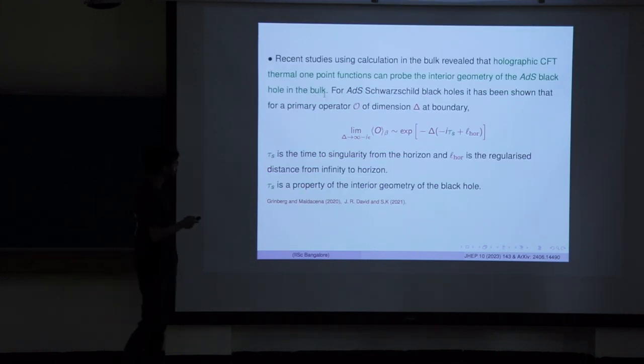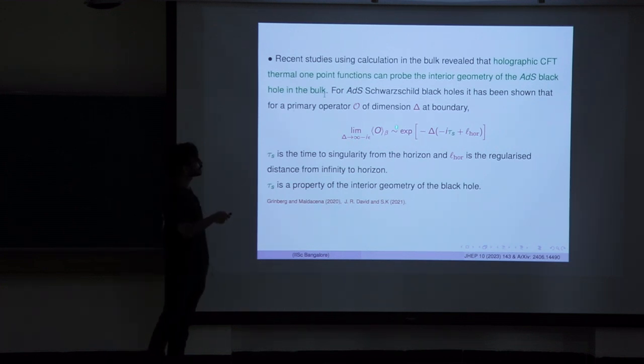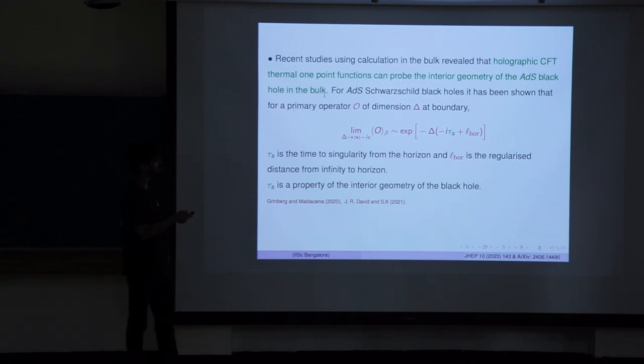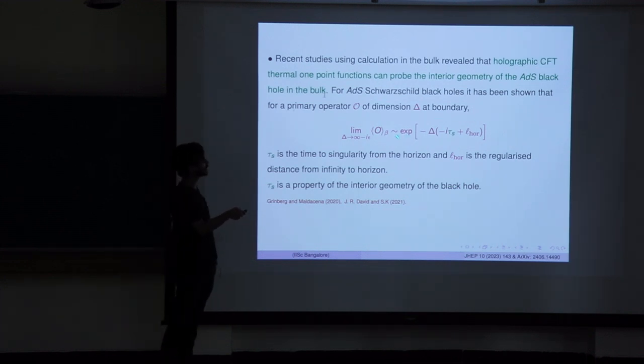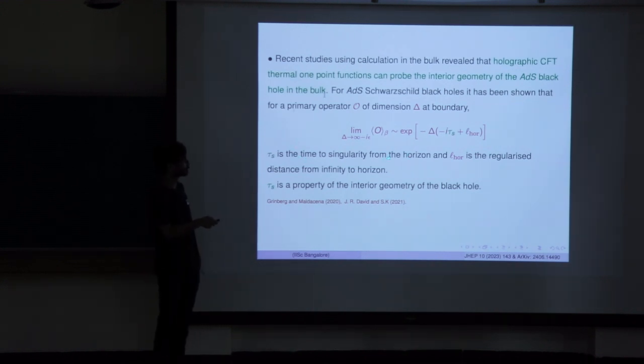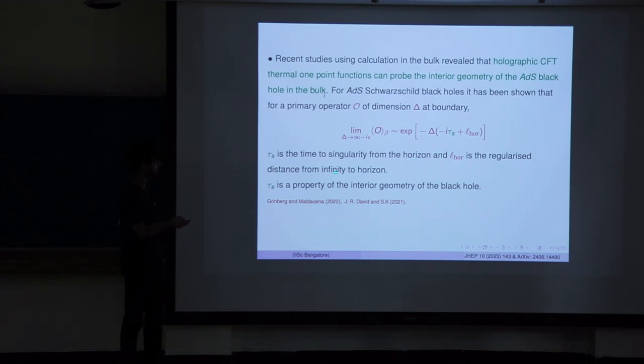Moving forward to a more specific motivation: recent studies using calculations in the bulk show that holographic CFT thermal one-point functions can probe the interior geometry of the AdS black hole. Considering the AdS Schwarzschild black hole, it has been shown that for a primary operator O of dimension delta at the boundary, if you take the large dimension limit of this operator, you can see an exponential structure, where tau is the time to singularity from the horizon and L_hot is the regularized distance from infinity to the horizon.